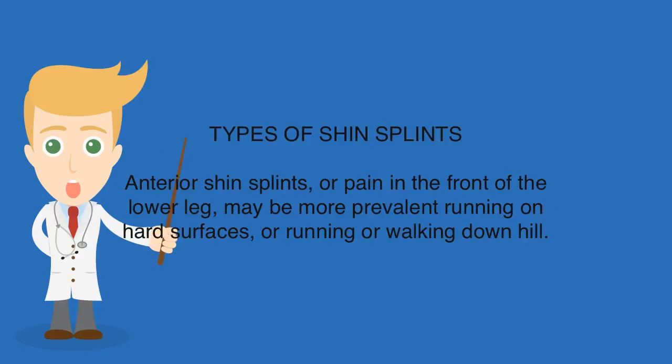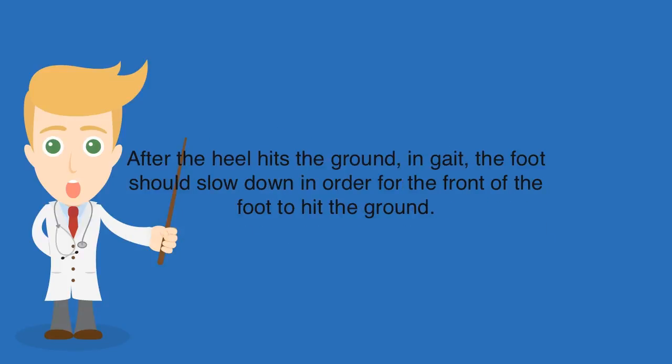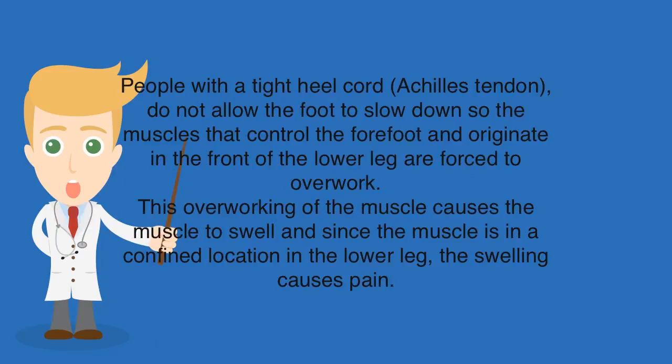Types of shin splints. Anterior shin splints, or pain in the front of the lower leg, may be more prevalent running on hard surfaces, or running or walking downhill. After the heel hits the ground, in gait, the foot should slow down in order for the front of the foot to hit the ground. People with a tight heel cord, Achilles tendon, do not allow the foot to slow down, so the muscles that control the forefoot and originate in the front of the lower leg are forced to overwork. This overworking of the muscle causes the muscle to swell, and since the muscle is in a confined location in the lower leg, the swelling causes pain.